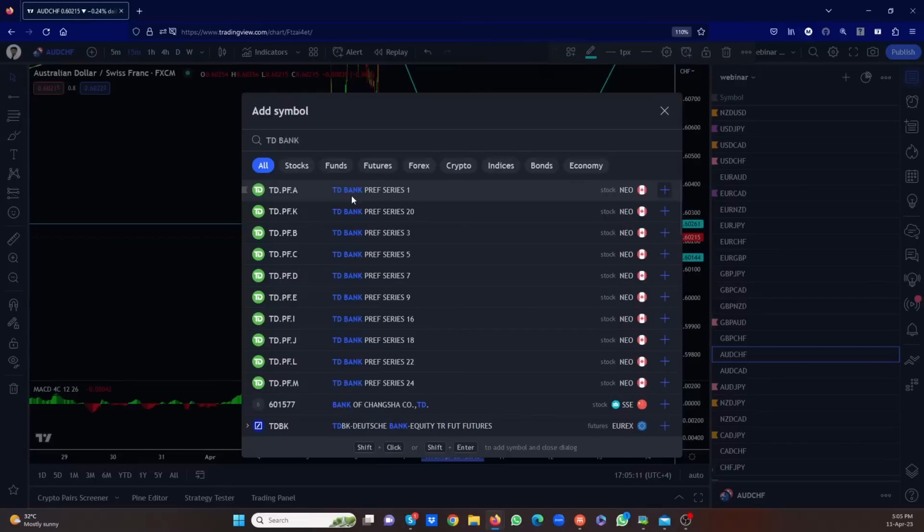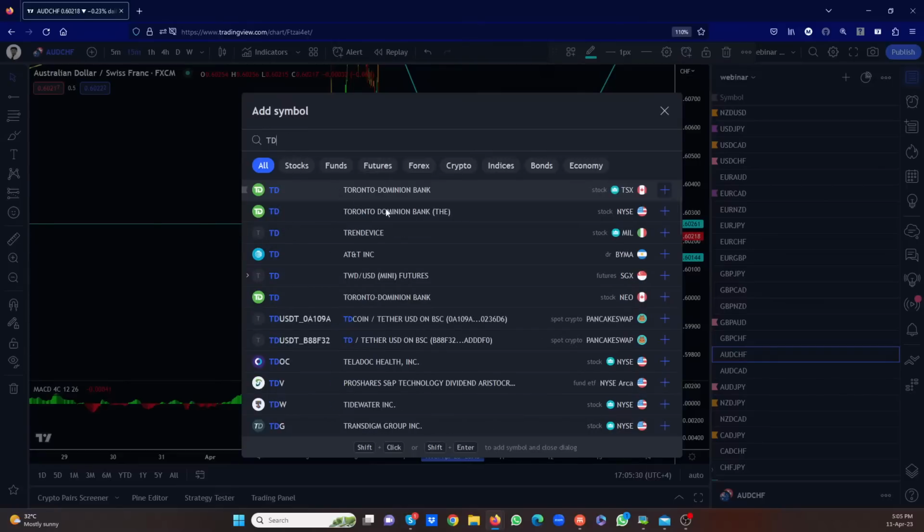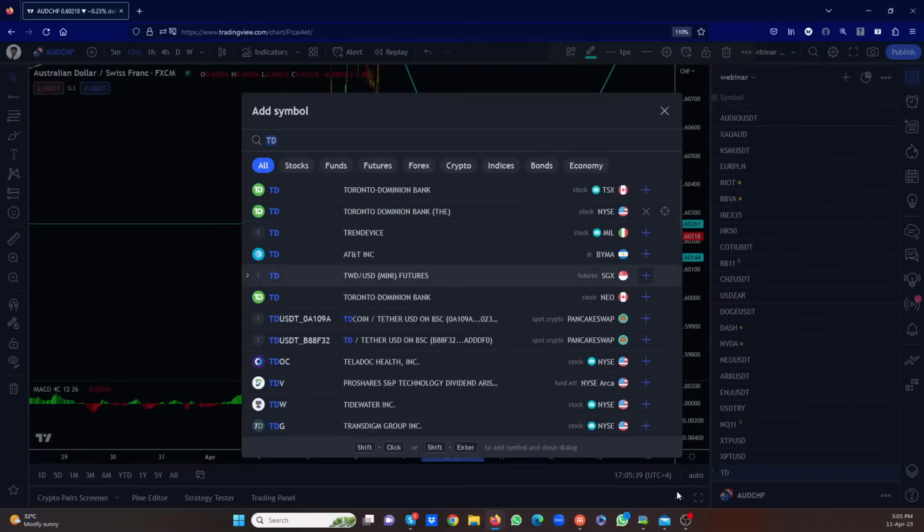Okay, which one of these you want? There's a series of them here. Which code you want there for the TD Bank? Just TD, the symbol is just TD. Okay, so that would be Toronto, this one, the top one. Okay, this one, so I'll go with this.